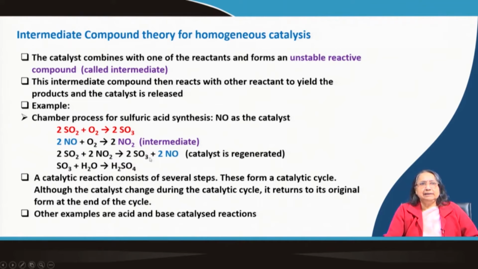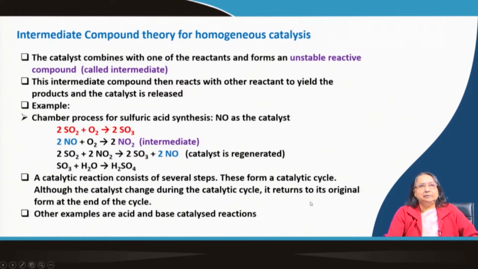Now, you can see here what is written, intermediate compound. It is an intermediate compound here. In the last case it was an ion, here it is a compound. So, some intermediate should be formed. In homogeneous catalysis, this is the common mechanism. A catalytic reaction consists of several steps. These form a catalytic cycle. So, when there are several steps, all the steps together form a catalytic cycle. Although the catalyst changes during the catalytic cycle, it returns to its original form at the end of the cycle.